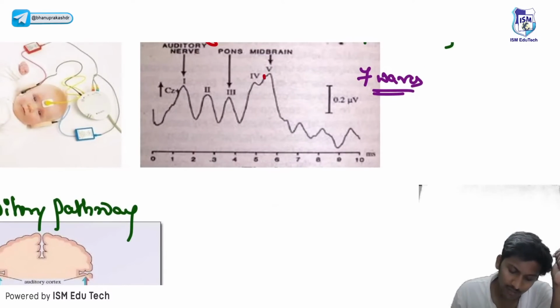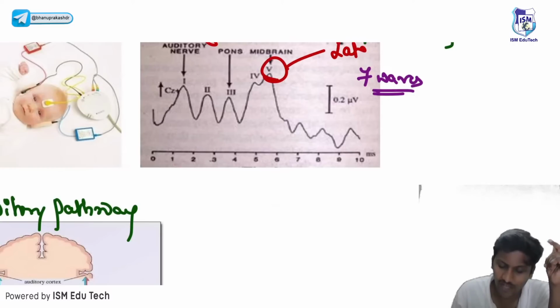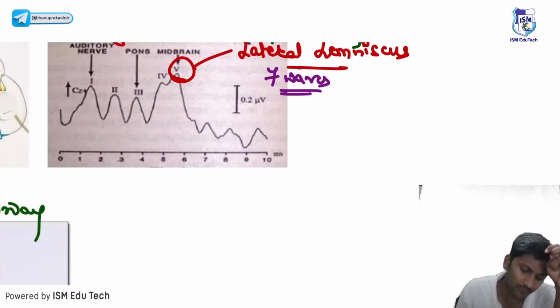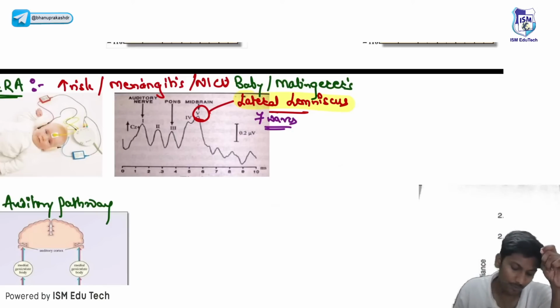The most important wave of BERA or the largest wave of BERA is wave number 5. And this wave number 5 generates from which area of the auditory pathway? This wave number 5 is generated from the lateral lemniscus of the auditory pathway. That's the important thing.